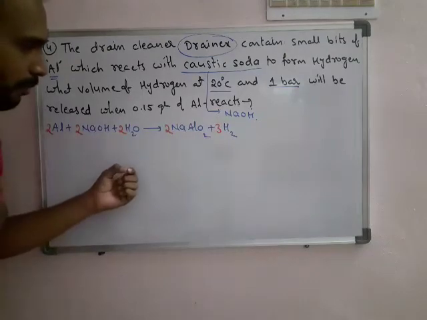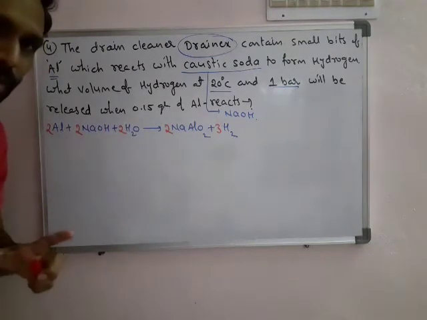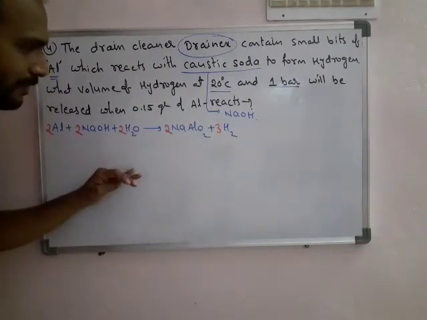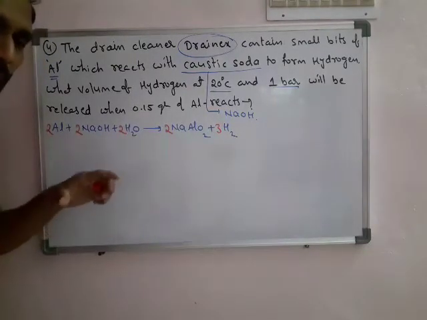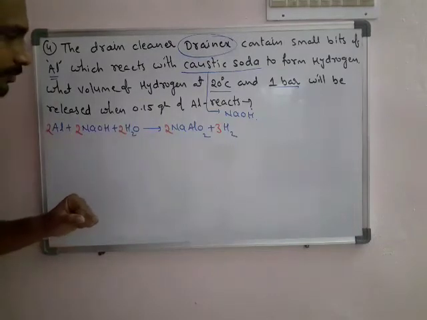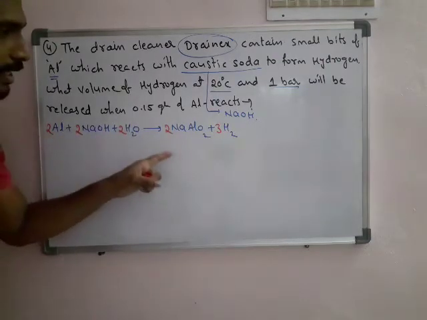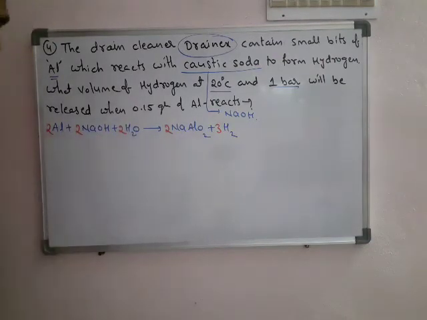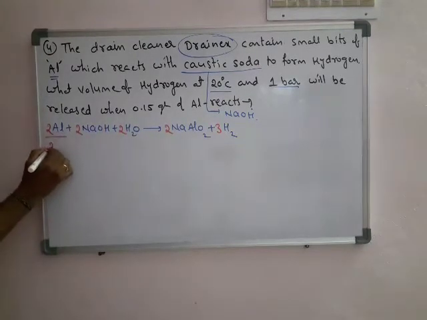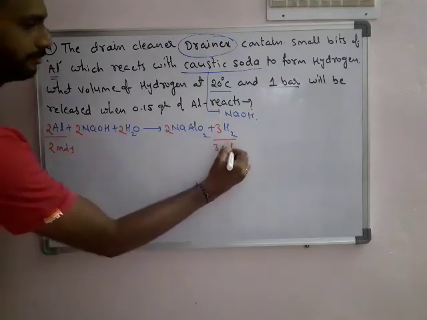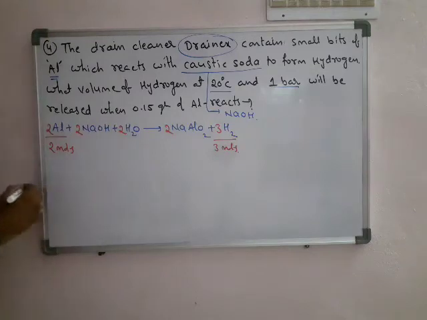Not only in this problem, in any of these types of stoichiometric problems, we just need to compare in the balanced equation. After writing the balanced equation, just compare only those compounds, where one is the given information and the other is to be calculated. Here, in this equation, 2 moles of aluminium releases 3 moles of hydrogen gas.